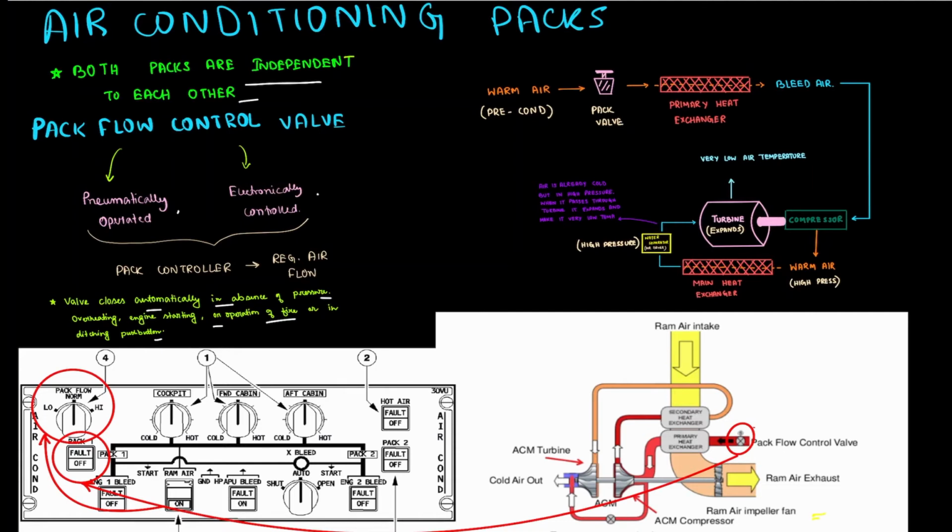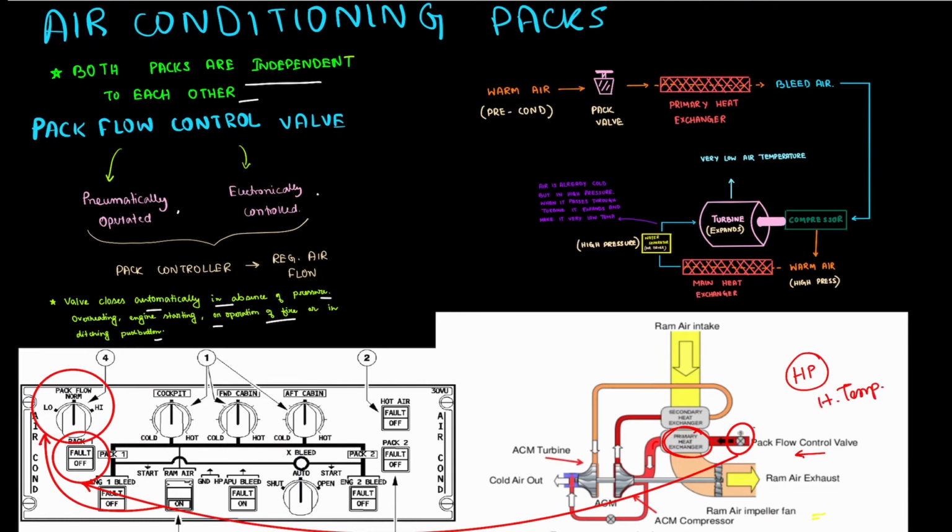So what happens? The bleed air comes into the pack flow control valve. Then it goes to the primary heat exchanger, in which the air comes in and gets cold. Now it goes through the compressor. The compressor compresses the air, and the pressure goes high. If there is high pressure, there will be a high temperature also.